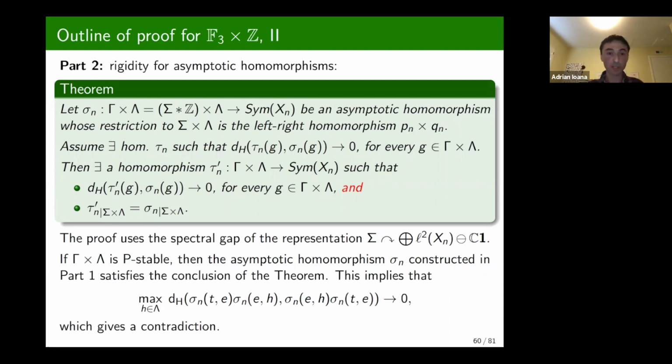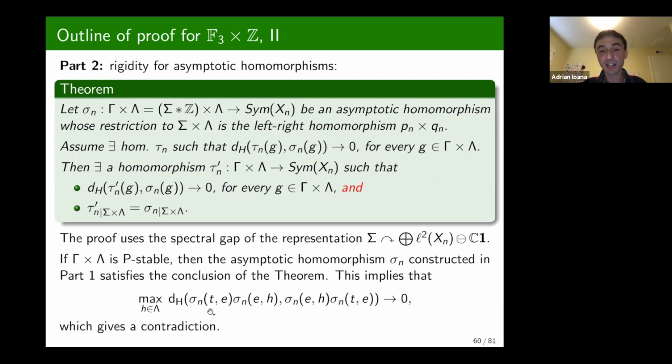And let me just point out why this implies that the sigma n's we constructed are not close to homomorphisms. Well, if gamma times lambda were p-stable, then the asymptotic homomorphism constructed in part 1 would have to satisfy the hypothesis of this theorem. It would be close to some homomorphisms tau n. But then I've claimed that this implies the following condition.